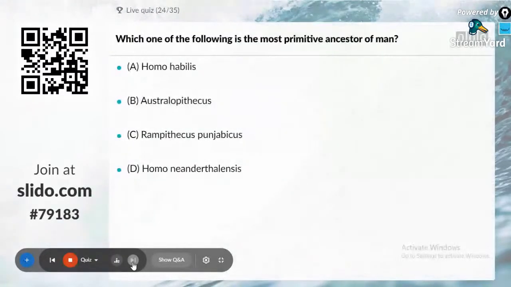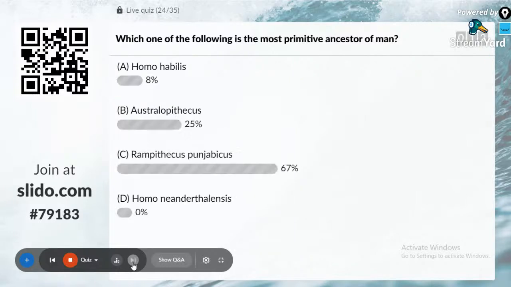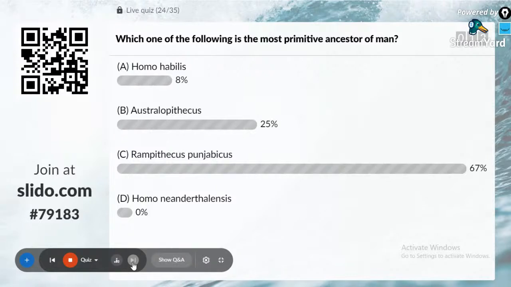Which one of the following is the most primitive ancestor of man? Homo habilis, Australopithecus, Ramapithecus, Homo neanderthalensis. Most primitive ancestor of man. It is Ramapithecus. Ramapithecus punjabicus is the answer. Next one on the screen.